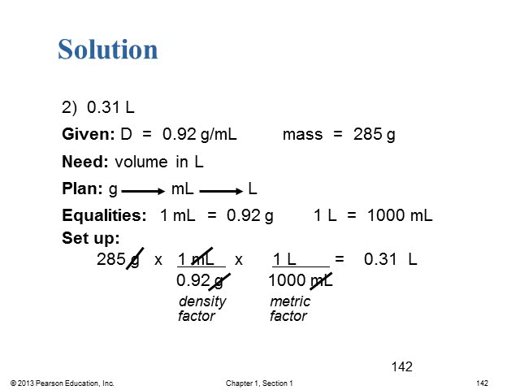And so we can set up our equation, 285 grams times 1 milliliter over 0.92 grams. And so we want our grams to cancel out, which does nicely. And then we multiply that by 1 liter per 1,000 milliliters. So our milliliters nicely cancel out. We're left with liters, and we're left with 0.31 liters. And so you see there that 0.92 has the least number of significant figures, and so we're allowed to report 2 significant figures in our final answer.